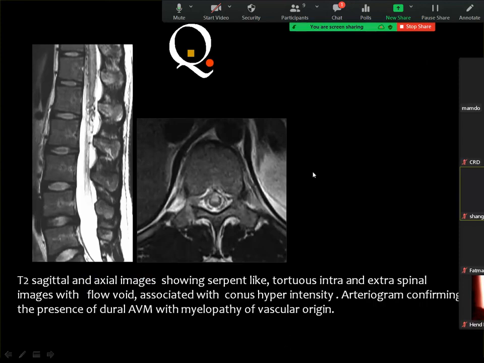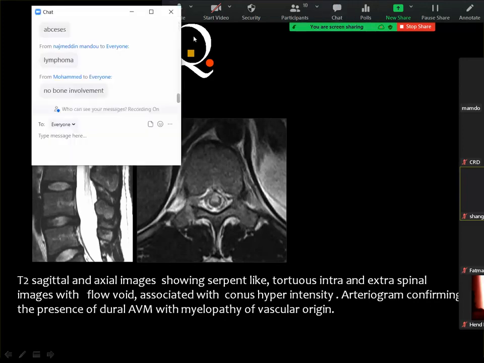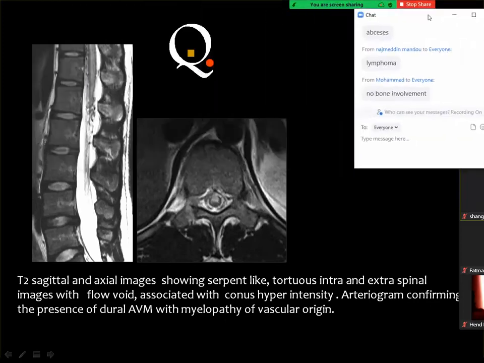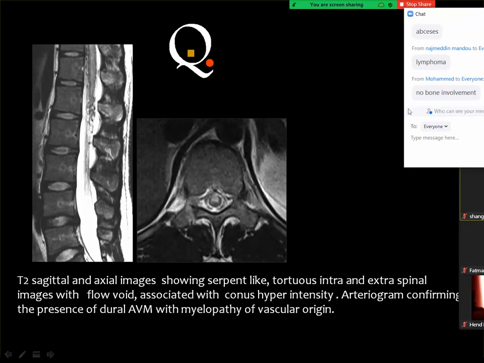Then this patient had an MRI, sagittal T2, and axial T2 weighted images. I think the answer is easy. As you can see, the changes in the distal part of the cord. No, this is not arachnoiditis, and this is not an ependymoma.